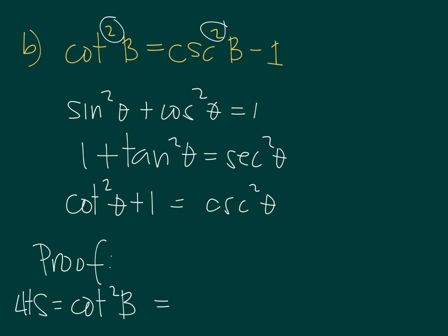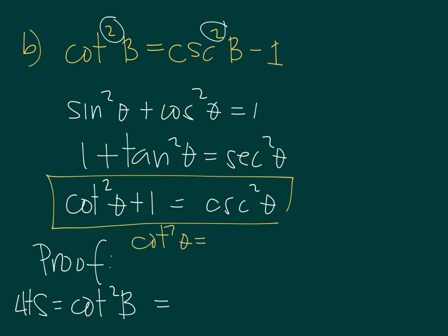You can move the 1 from the other side. So cotangent squared theta is equal to cosecant squared theta minus 1. But that doesn't make sense as a proof, right? So let's find a better proof for this. Otherwise it's just one step and you just say they're equivalent.